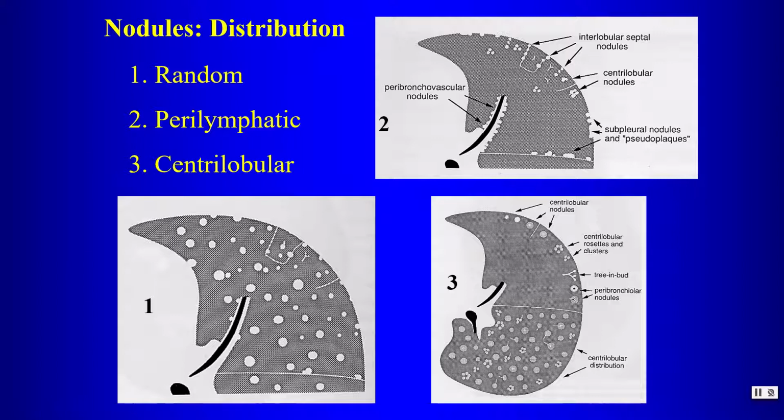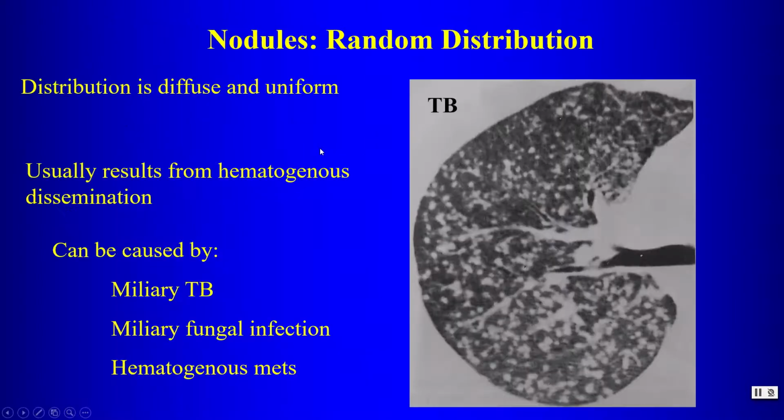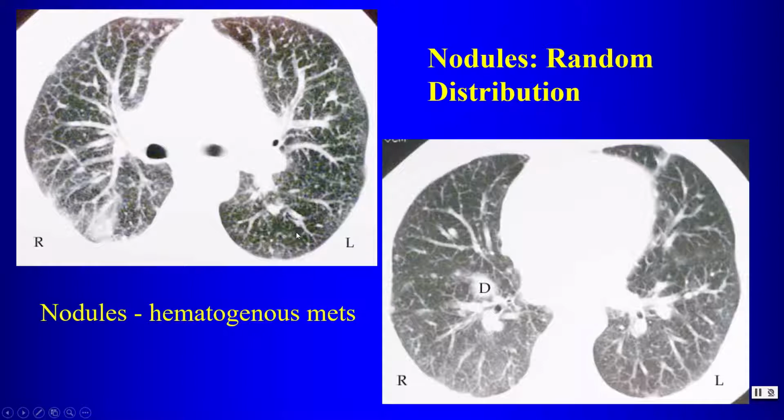So the diseases in that category you would consider are miliary infection, like miliary tuberculosis, or metastatic disease, hematogenous spread of metastatic disease. So random distribution of nodules, usually from hematogenous dissemination. Diseases we think about: miliary TB, miliary fungal infection, or hematogenous metastases. This is an example of miliary tuberculosis, giving you a random distribution of nodules. Another example of somebody with random nodules, and here it was hematogenous mets.